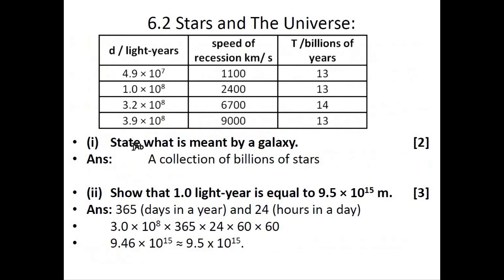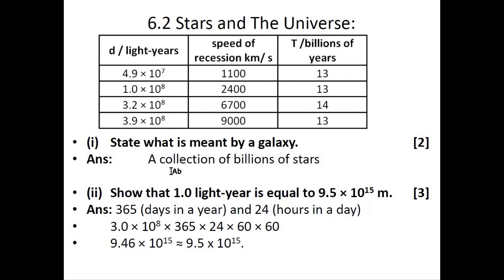This is the value for distance, this is the speed of recession, and this is the time in billions of years. State what is meant by a galaxy. Obviously, a collection of billions of stars. Show that 1 light year is equal to 9.5 times 10 to the power 15 meters.